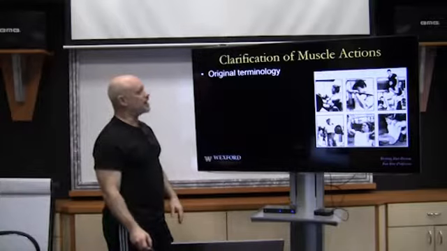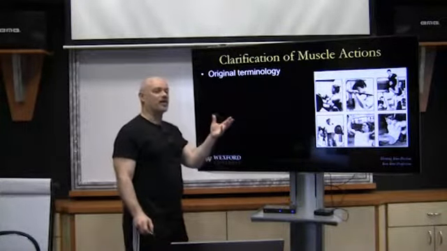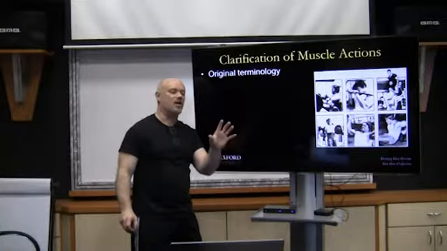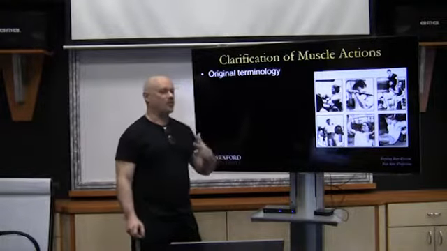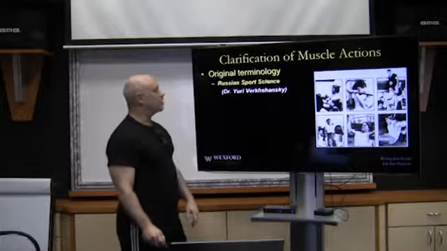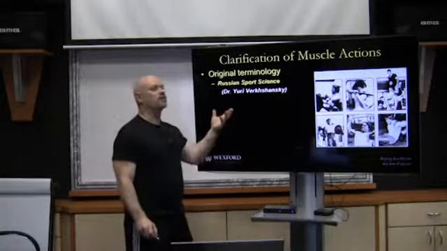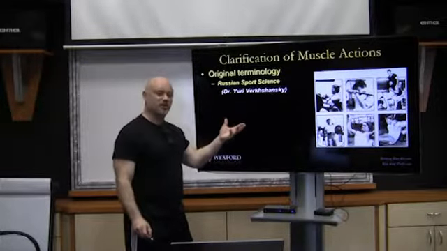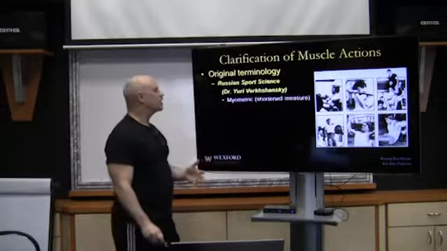Now let's look at classification of muscle actions. Let's look at the original terminology. In the fitness industry or the strength training industry, we're used to concentric, eccentric, and isometric. But the original terms come from Russian sports science, from a gentleman named Dr. Yuri Verkhoshansky, who was one of the world's premier specialists on speed, strength, and explosive types of movements.